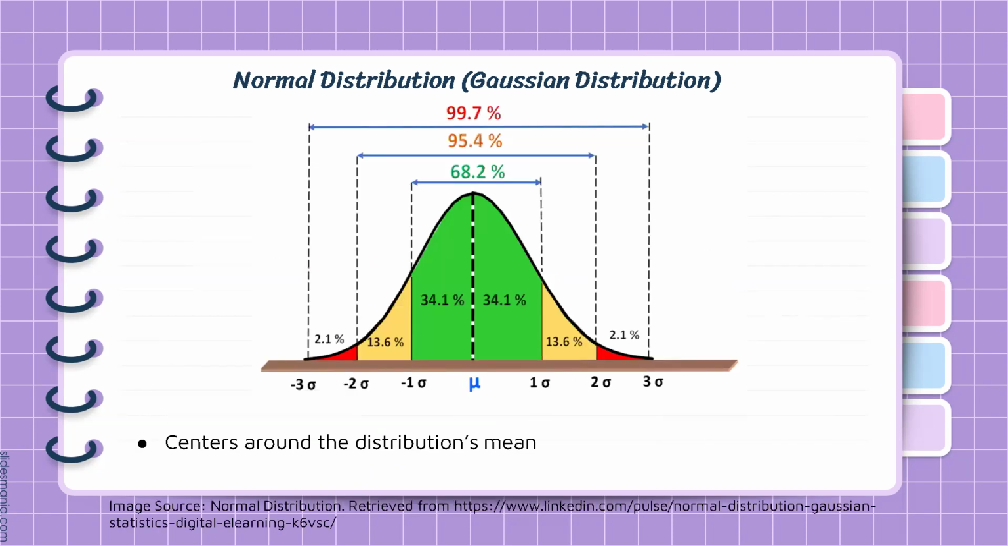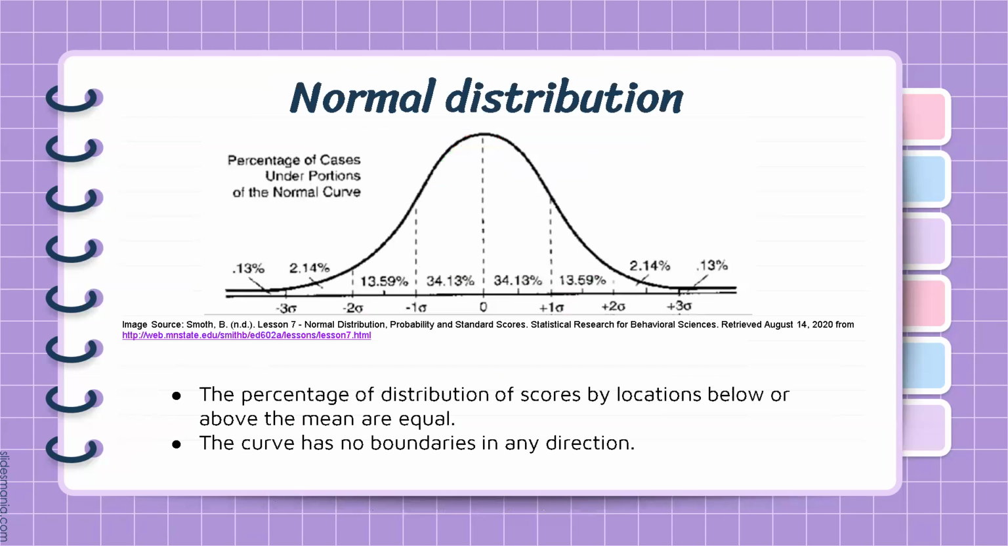Normal distribution is a symmetrical probability distribution where data clusters around the mean with the highest frequency in the center and decreases gradually towards the tails on both sides. The right side of the center is the mirror image of the left side. The percentage of distribution of scores or values by locations below or above the mean are equal, and the curve has no boundaries in any direction.